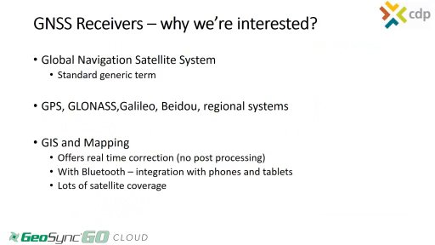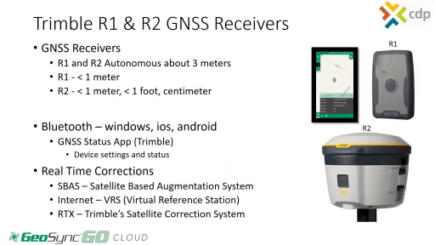Some of the things related to GNSS receivers that are important, particularly from a GIS and mapping perspective, is the ability to have a real-time correction, so we can avoid some of the post-processing activities and be more efficient. Also, if we connect with Bluetooth, we can integrate with phones and tablets, and that's what we do with GeoSync GO Plus. And of course, you have a lot of satellite coverage because you've got access to all these different systems.